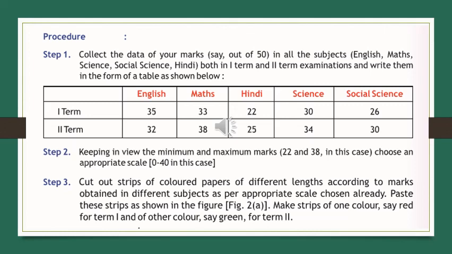Now, keeping in view the minimum and maximum marks, choose an appropriate scale of 0 to 40. Cut out the strips of the color papers of different lengths according to the marks. Means for term 1, select one color and then according to the marks, cut the paper strips in rectangular shapes. And for term 2 also you have to select a different color and according to marks you have to cut the rectangular pieces. Now make the strips of one color red and one color green. If you want to take other colors, you can take.